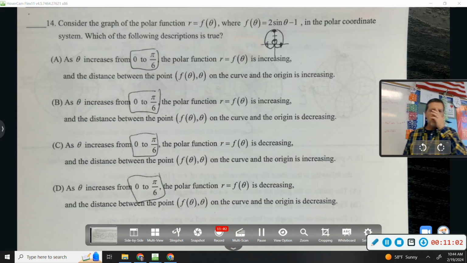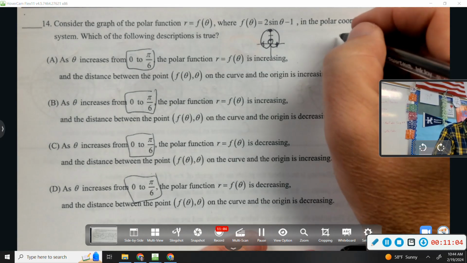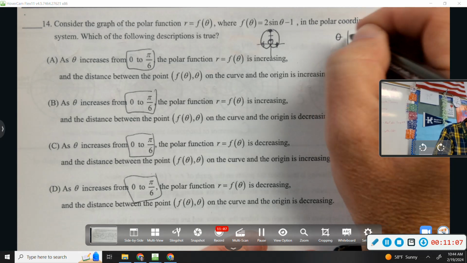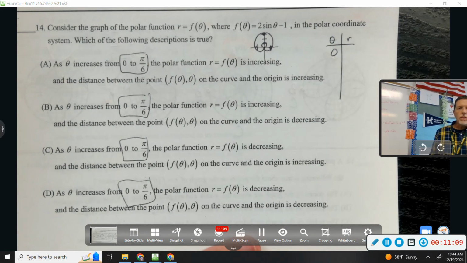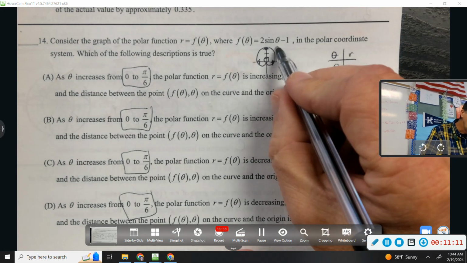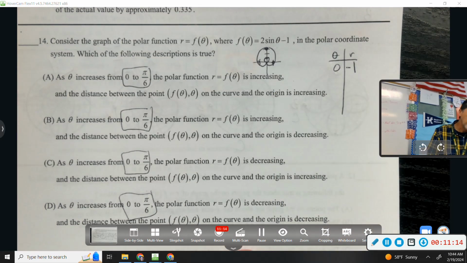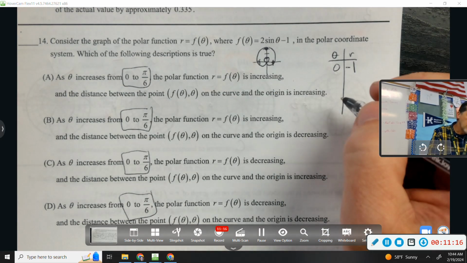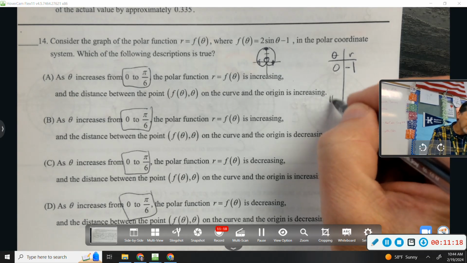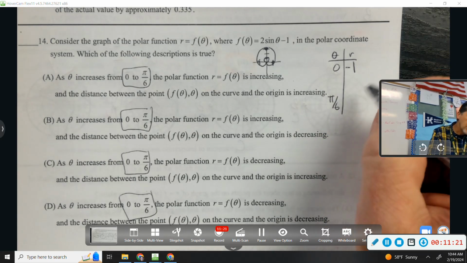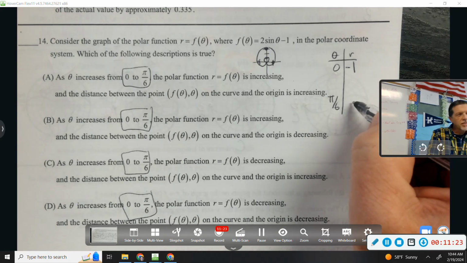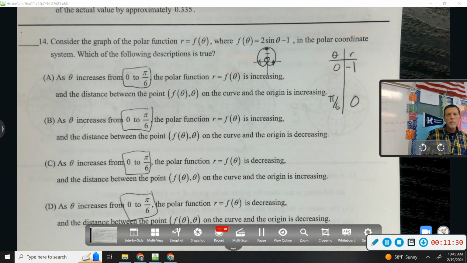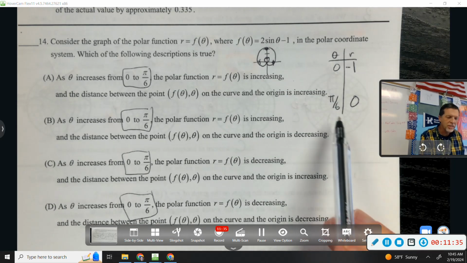I know that's what it looks like, but from 0 to pi over 6, I don't know what that looks like. So if I plug in 0, 2 sine of 0 minus 1 is negative 1. If I plug in pi over 6, 2 sine pi over 6, sine of pi over 6 is 1/2. So this ends up being 0. And I don't think anything crazy happens from 0 to pi over 6.